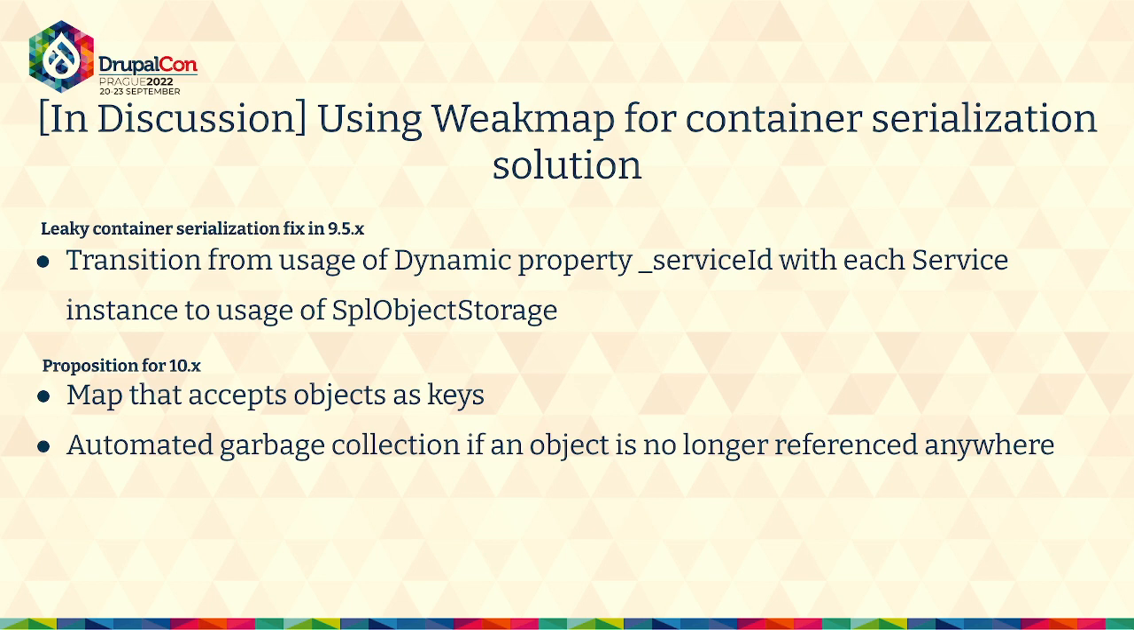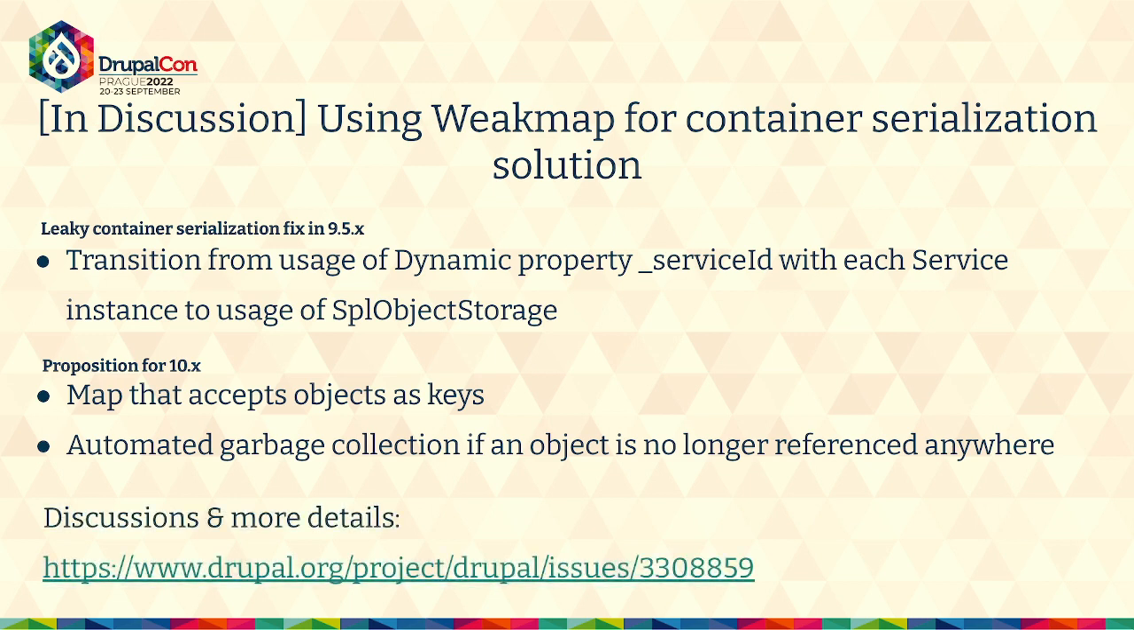Also, weak maps allow you to have objects as keys, which means you don't have to create a different hash of the object. Rather, you can have your entire object as the key for the map. So this is a new data type introduced with PHP 8, and there's a discussion and more details on this available on this issue queue.